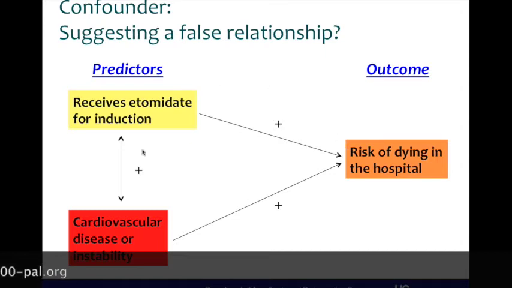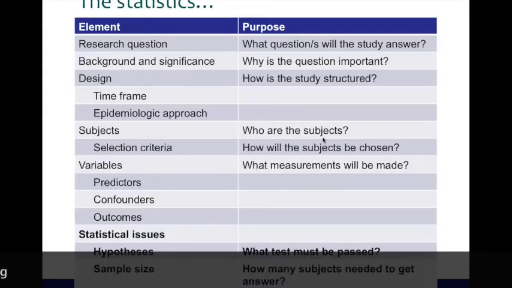So another would be the observation that etomidate may increase the risk of dying in the hospital. What we also know, because we're anesthesiologists, is that the choice to give a patient etomidate instead of propofol or pentothal may indicate that the patient has cardiovascular disease or is hemodynamically unstable. And wouldn't it make more sense to say that the hemodynamic instability contributed to the risk of dying in the hospital and not the drug itself? Although we know this is speculation, but this is a reasonable question to ask.